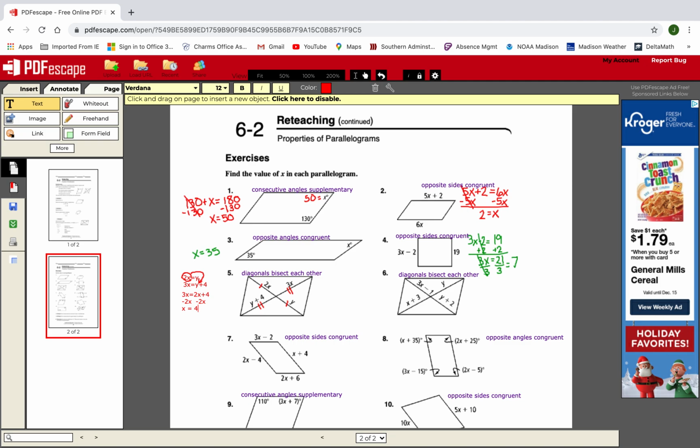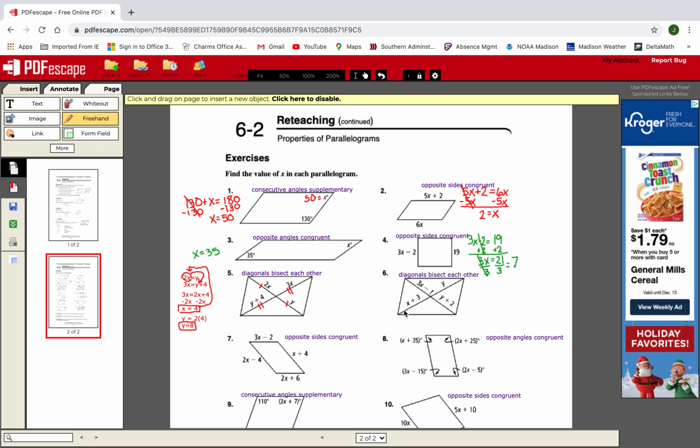Once I know that x equals 4, then I can take that value and substitute it back into this first equation. And instead of saying y equals 2x, I can say y equals 2 times 4. So I know now that y equals 8. Okay. So I have my two answers on 5. I know that y equals 8, and I know that x equals 4.